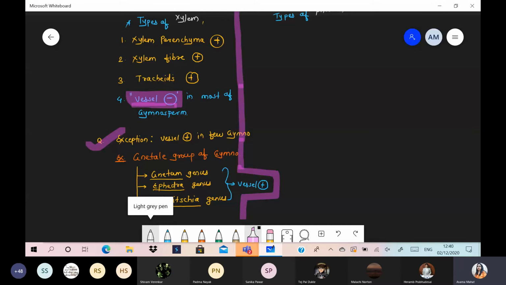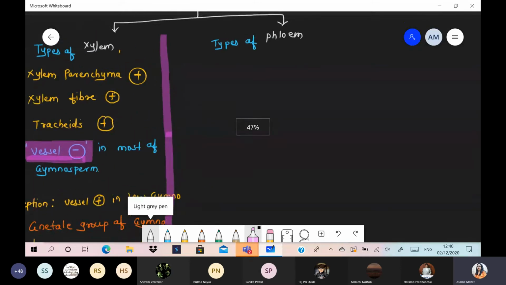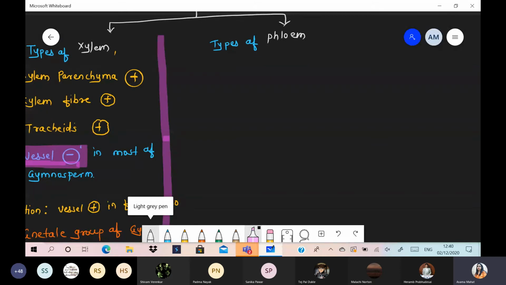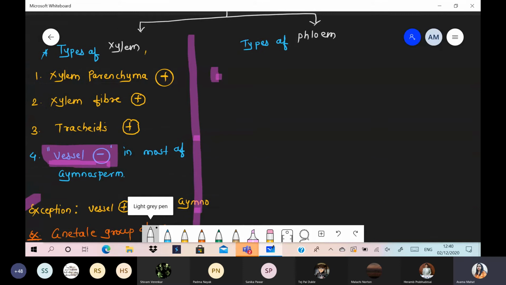Now, similarly, we continue this point with the phloem. Definitely, phloem cells divide into different types of cells. First of all, we are talking about the presence of phloem parenchyma.